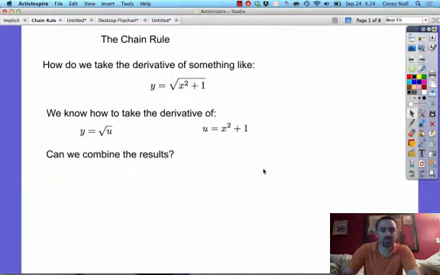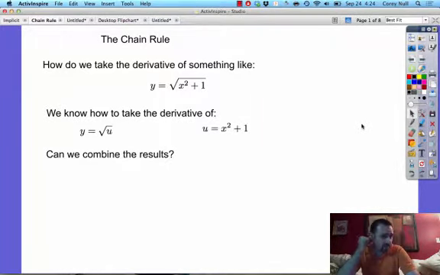Okay, everybody, we're going to start in with the chain rule. So this is how we start off. We want to know how to take the derivative of something like y equals the square root of x squared plus 1. The concept is that we know how to take the derivative of a square root function, y equals square root of u. And we know how to take the derivative of the inside function, x squared plus 1.